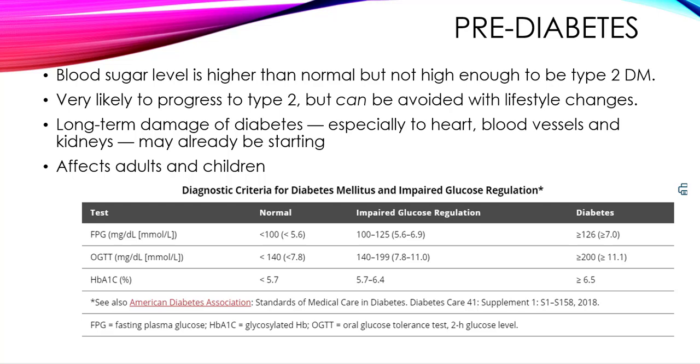But as I said, because long-term damage of diabetes, especially damage to the heart, blood vessels, and kidneys, may already be starting at prediabetes, these patients do also get a lot of information and a lot of guidance on how to change some of their behaviors in order to avoid moving on to type 2 diabetes and increasing damage.